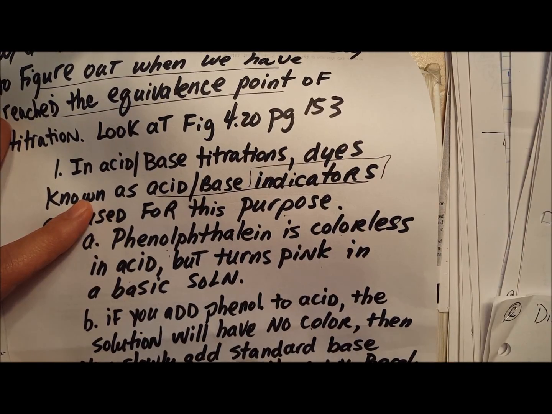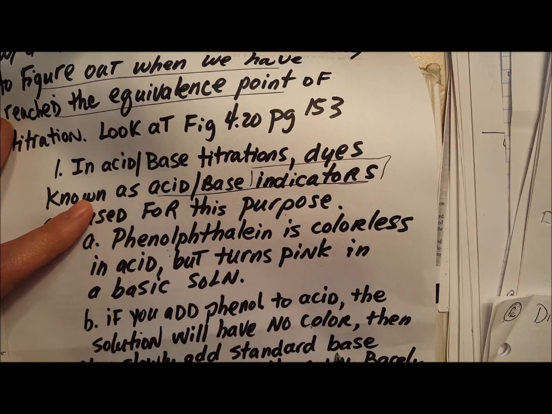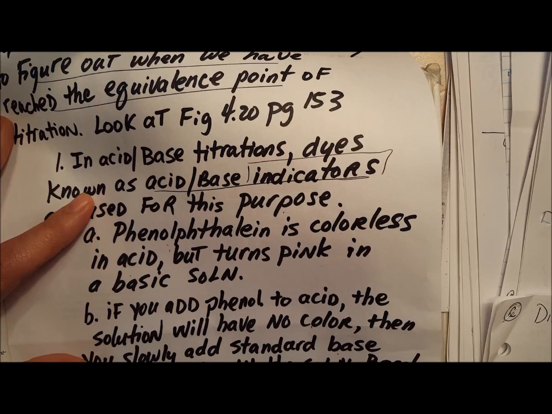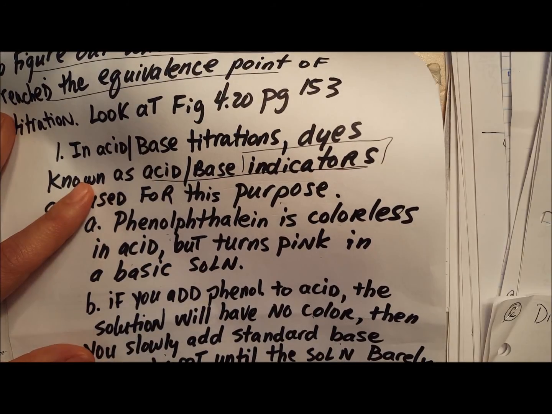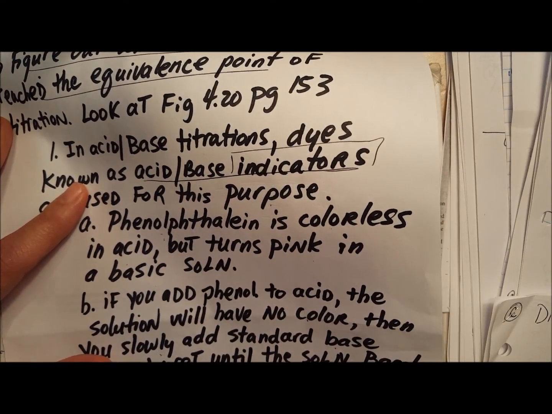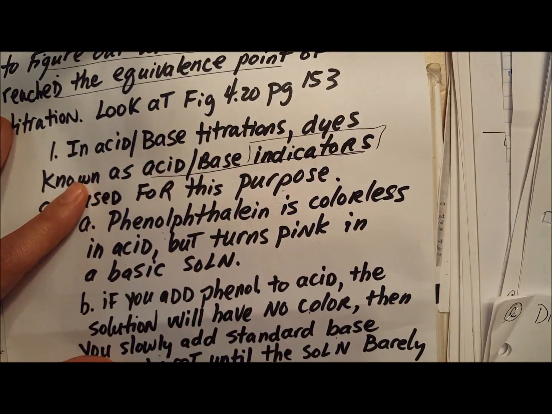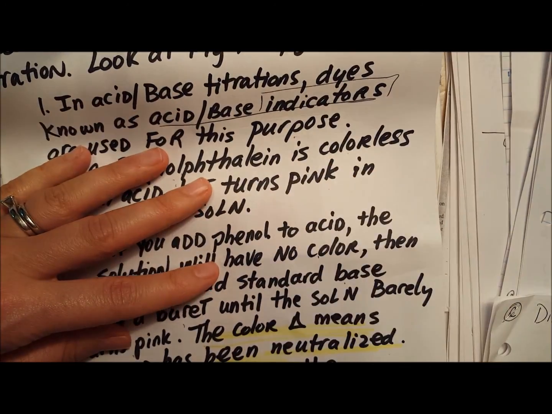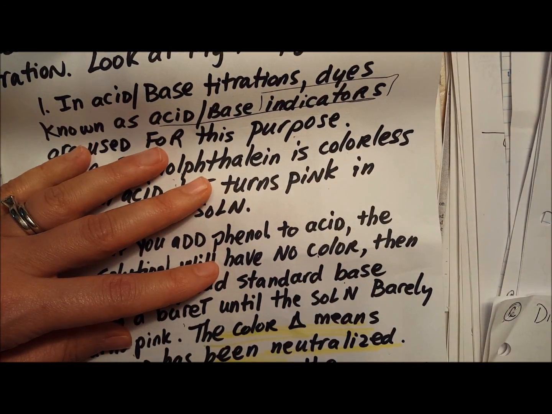Then when you slowly add the standard solution, the base, from a burette, you continue to add it slowly until the solution barely turns pink. Once you see that very light pink color, it means the acid has been neutralized, and the color change indicates that you have reached the end point of the titration.